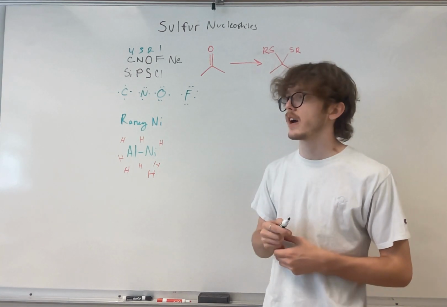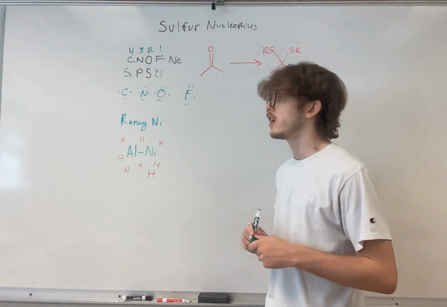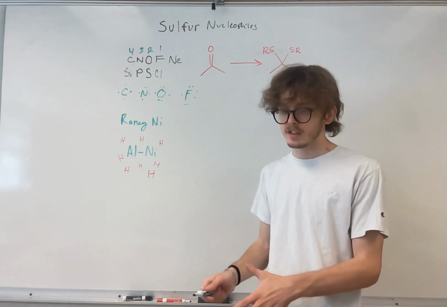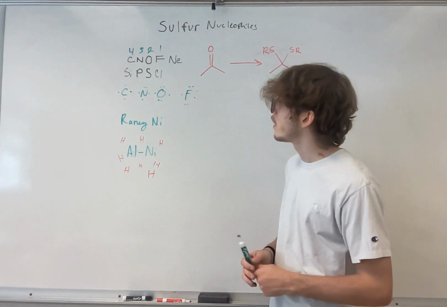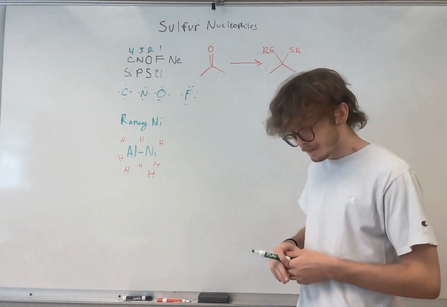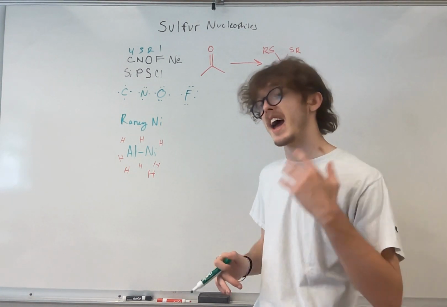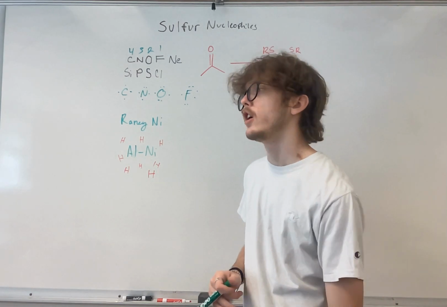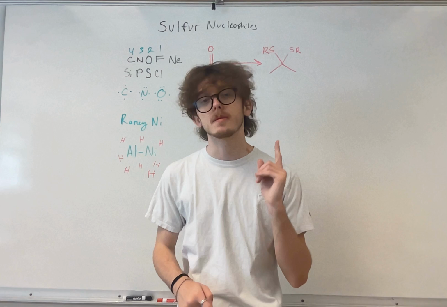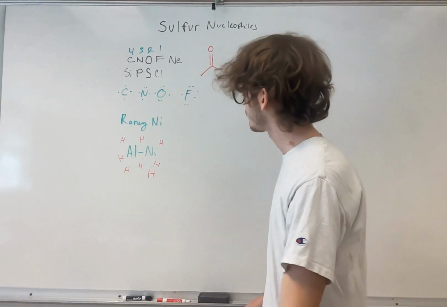And sulfur also has access to different orbitals, so it can expand its octet and make more than 2 bonds. But for the case of this course, we'll be talking about sulfur making 2 bonds in this case for sulfur nucleophiles. So I hope my point gets across that it's going to act much like oxygen nucleophiles. In fact, the mechanism is completely synonymous.